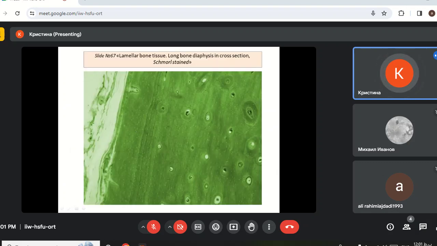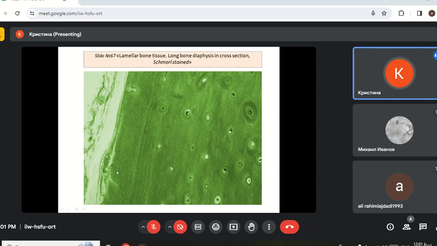So, lamellar bone tissue is seen in our histological preparation, which is the cross-section of the diaphysis of the bone with specific staining, which is called Schmorl staining. Schmorl is the name of the scientist. Here you can see at high magnification the outer part of the section. This is the periosteum. It consists of dense, fibrous, irregular connective tissue. And here should be the small, thin osteogenic layer.